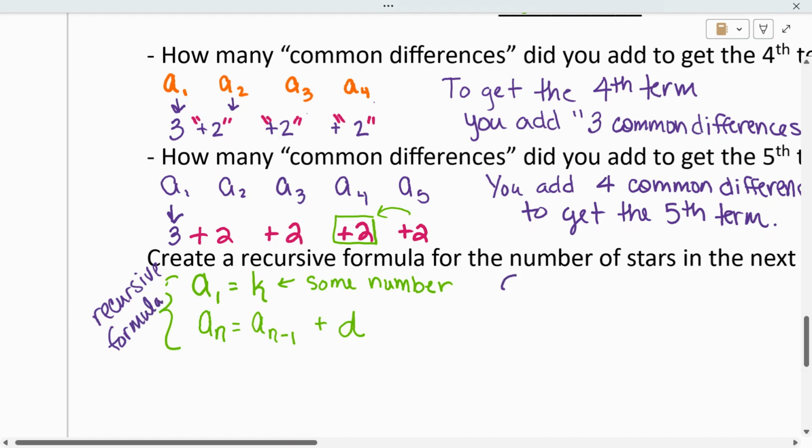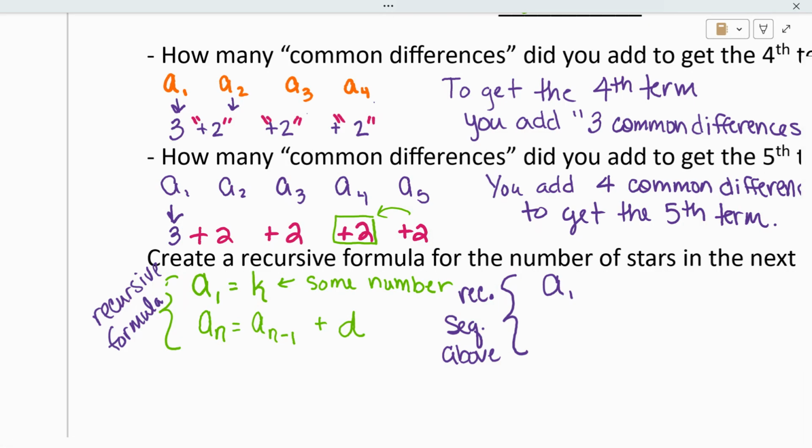So we're going to write a recursive formula for our sequence. This is going to be for the sequence above. It's still going to be the recursive formula. So what is a sub 1? What is our first term? Lysandra, what was the first term in our sequence above with the stars? How many stars were in the first picture? 3. So a sub 1 equals 3.